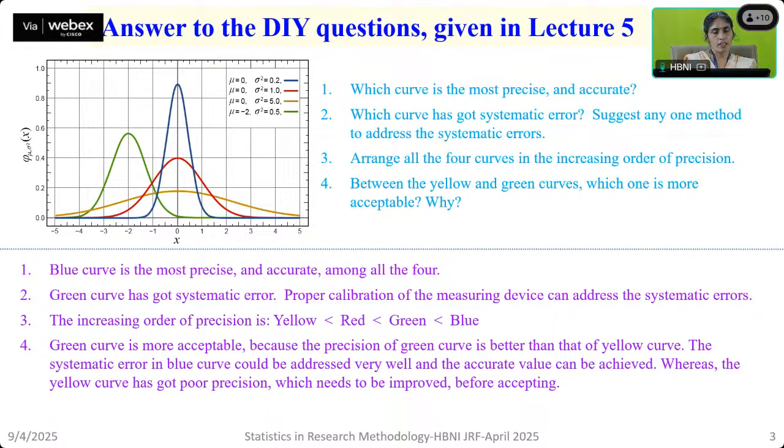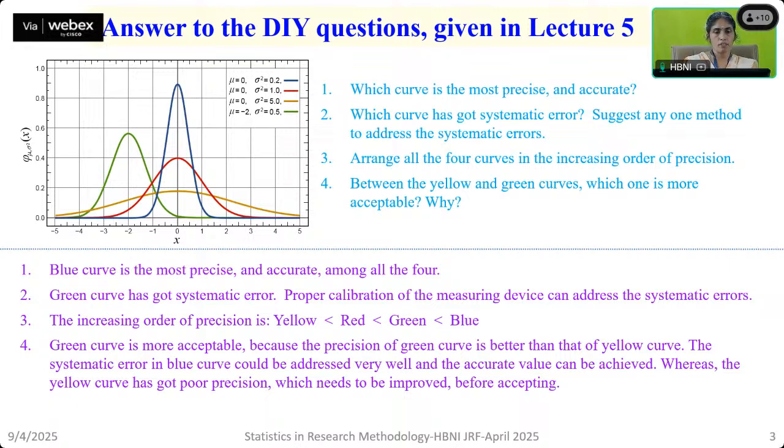When you arrange the curves in the increasing order of precision, what will happen there? You have to see the sigma square. If you are seeing the numerical values, the smaller the sigma square, the better is the precision. So start from the highest value of variance to the lowest value of variance. That way you can simply read through the numerical value, or else through the graph. It will be yellow, red, green, and blue. So the blue one will have the highest precision.